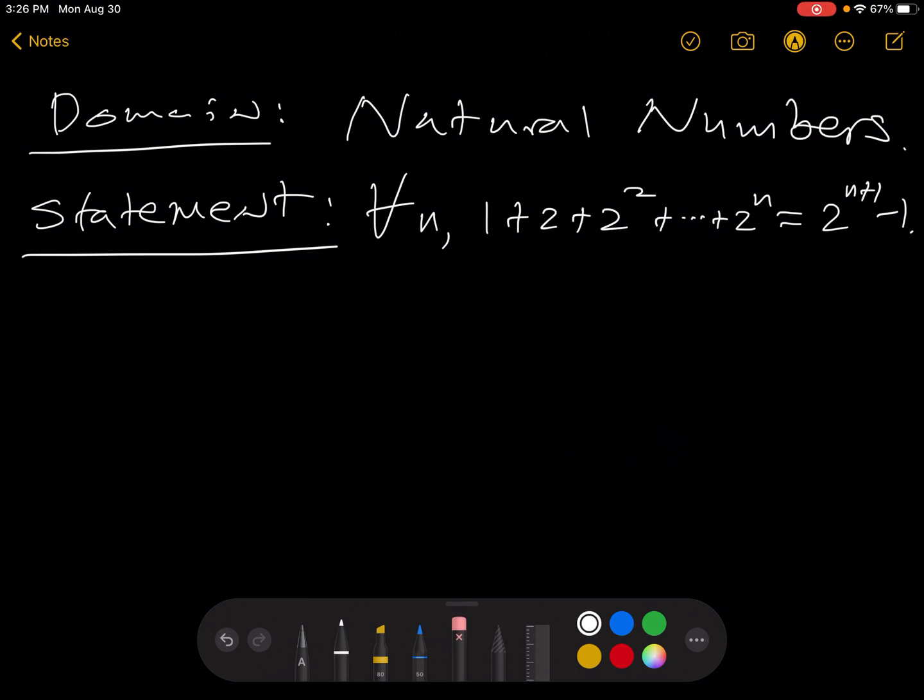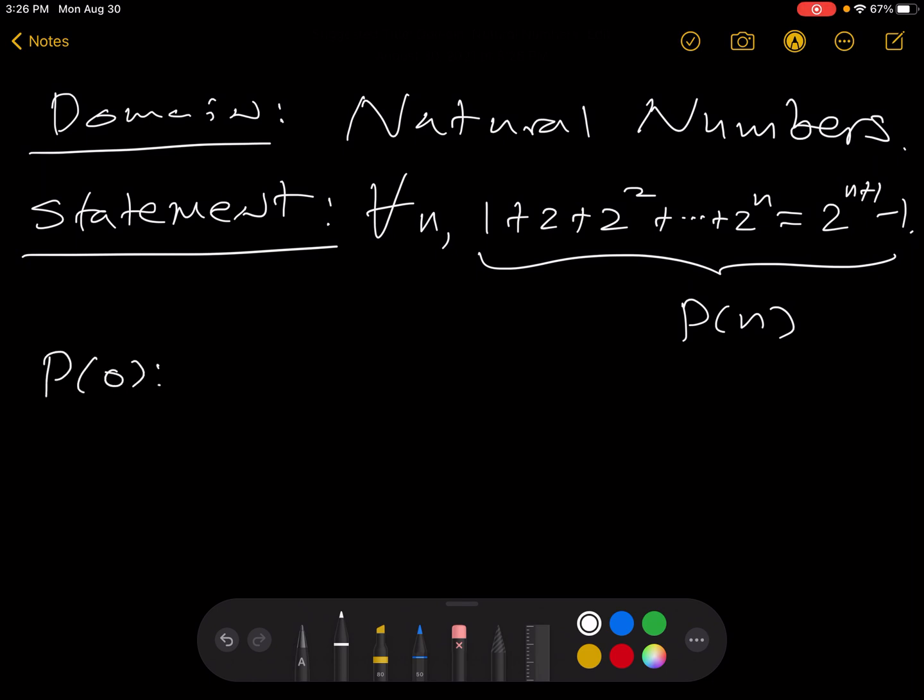Okay. Now, this is our P of n. And we're interested in P of 0 because we're using the natural numbers, not the integers in this case. P of k and P of k plus 1. Now remember, P of 0, we prove P of 0, that's the base case. Assuming P of k, that's the inductive assumption. And P of k plus 1 is the thing you want to show. If you assume P of k, show P of k plus 1, then that's the inductive step.